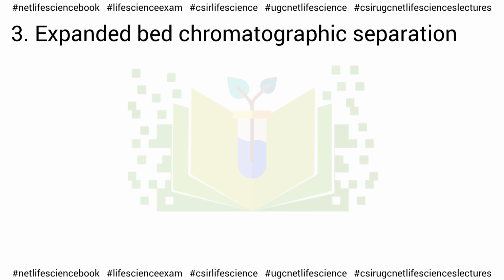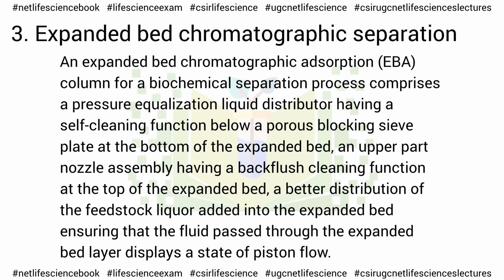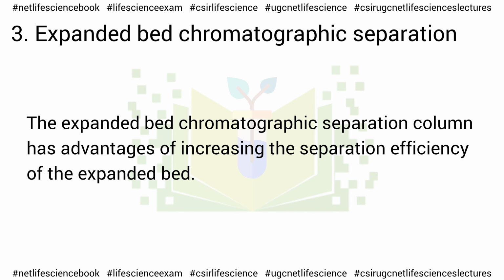Expanded bed adsorption chromatographic separation. An expanded bed chromatographic adsorption column for a biochemical separation process comprises a pressure equalization liquid distributor having a self-cleaning function below a porous blocking sieve plate at the bottom of the expanded bed, an upper part nozzle assembly having a backflush cleaning function at the top of the expanded bed, and a better distribution of the feedstock liquor added into the expanded bed, ensuring that the fluid passed through the expanded bed layer displays a state of piston flow. The expanded bed chromatographic separation column has advantages of increasing the separation efficiency of the expanded bed.